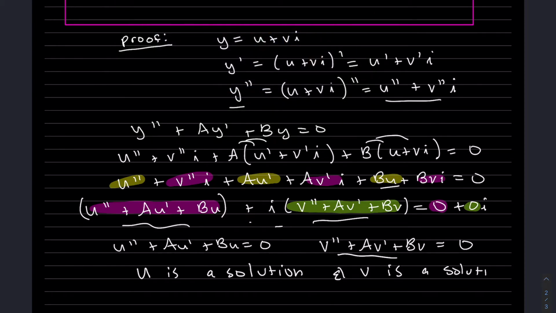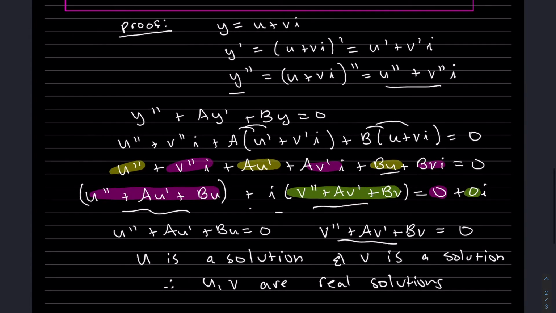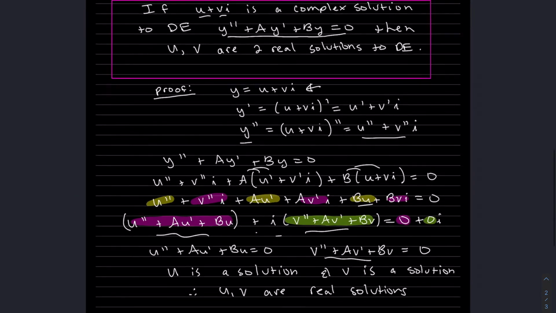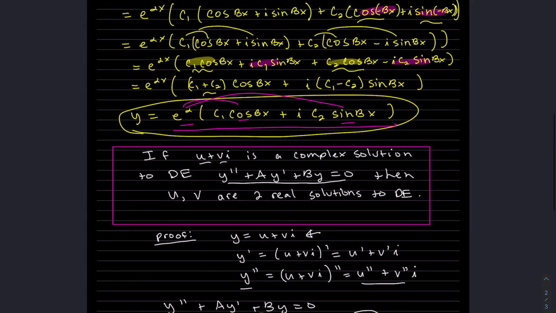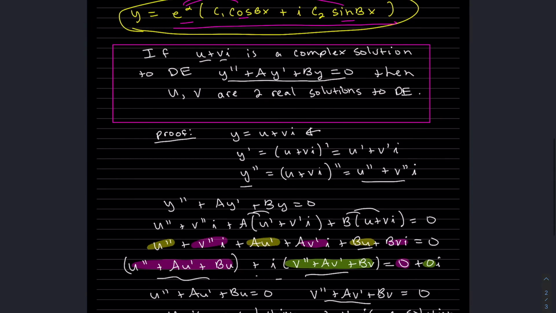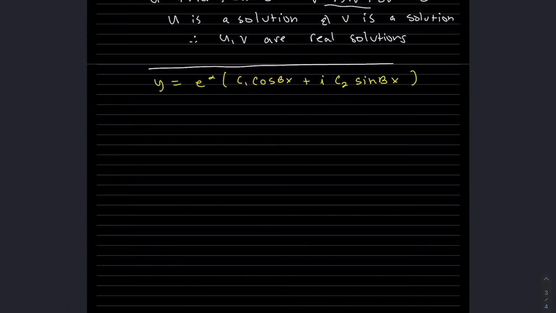And u and v are real, because they are the real parts of our complex number. Okay, so we basically proved it. Which means we have, this is our solution. So this is our solution that we got from plugging in our two complex roots.